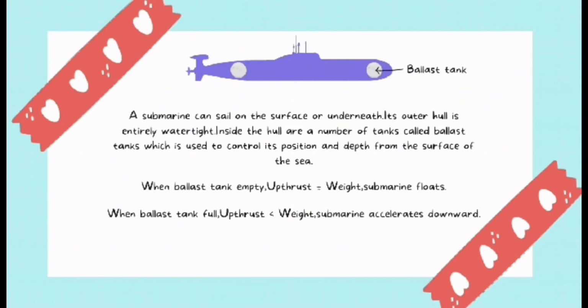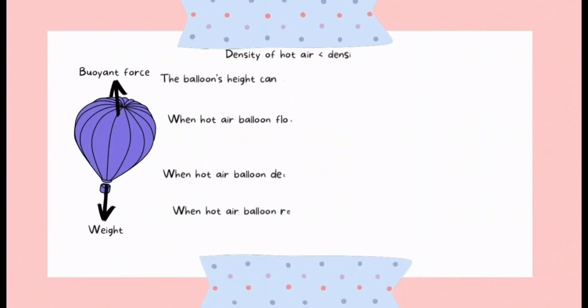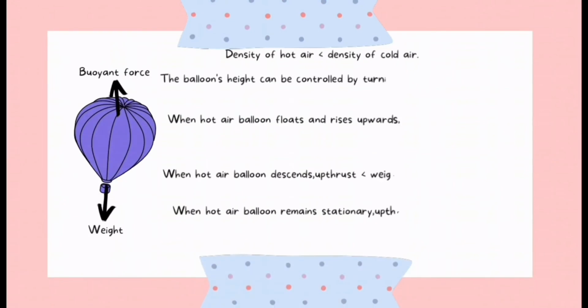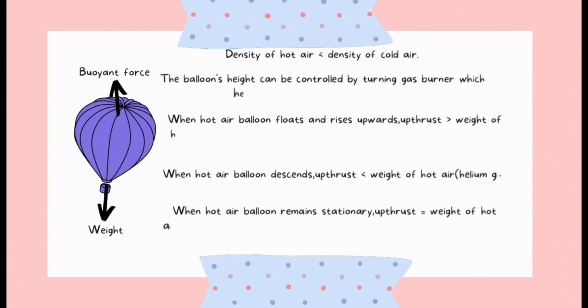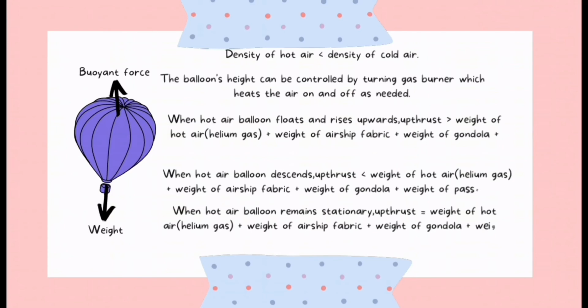Both the two previous applications took place in water. Now, we are going to see Archimedes' principle being applied in air. The next application is the hot air balloon. As we know, the density of hot air is less than the density of cold air. Inside a hot air balloon, there is a gas burner which can be turned on and off according to the needs. This is how the height of the hot air balloon is controlled.